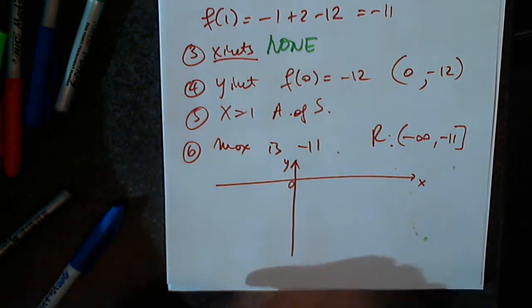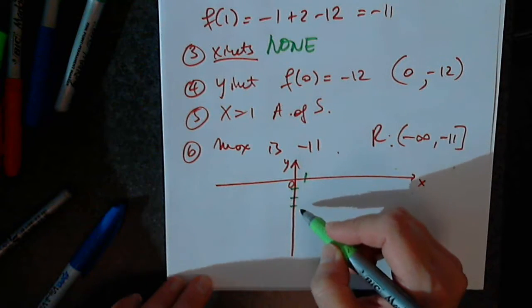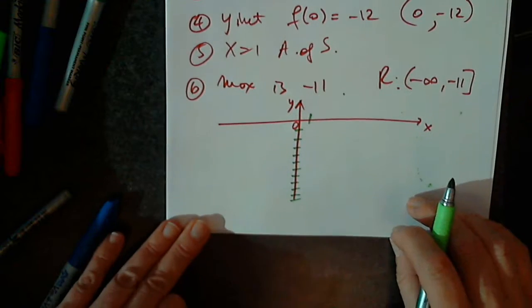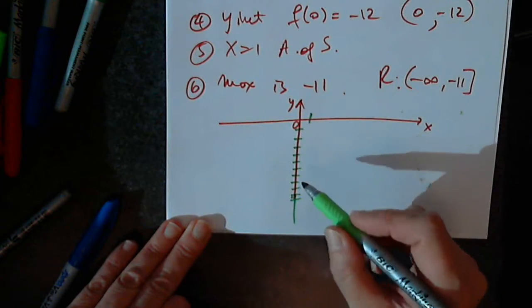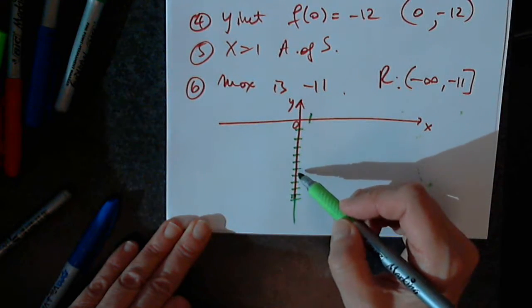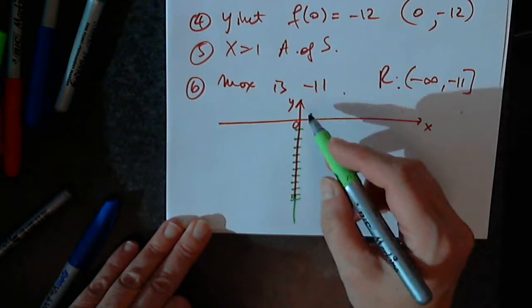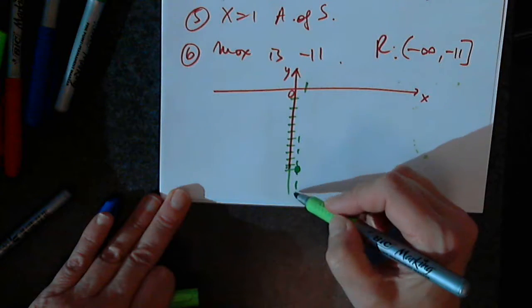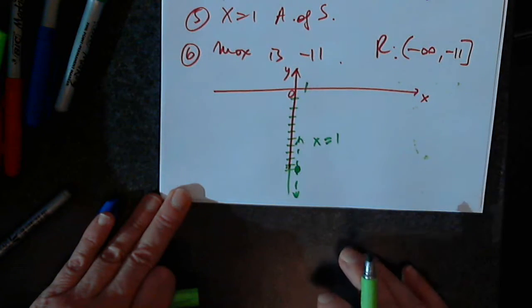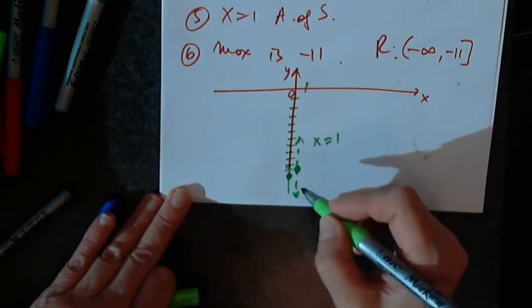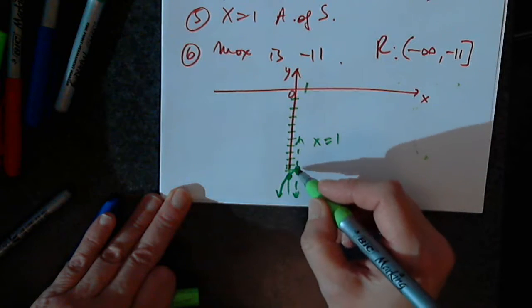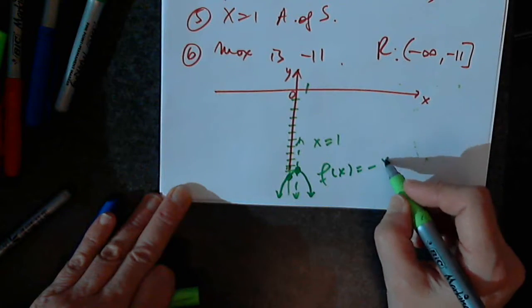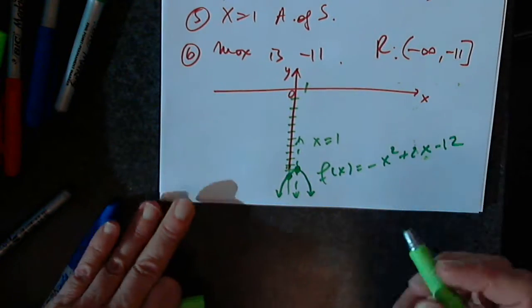The vertex is 1, comma, negative 11. Two, 4, 6, 8, 10, 11. The axis of symmetry, x equals 1, negative 12. So here's the graph of f of x equals negative x squared plus 2x minus 12.